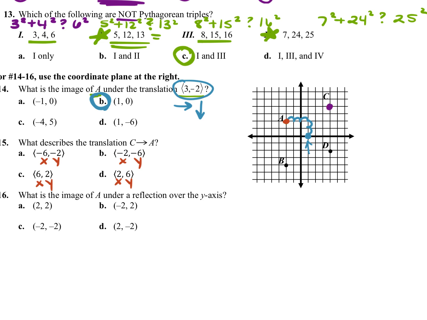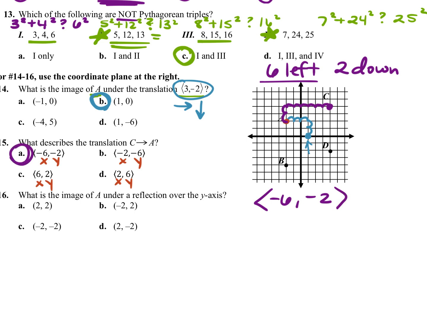If you start at C and you go to A, it is 1, 2, 3, 4, 5, 6 left, which is a negative 6. Then 2 down is a negative 2. That is A. Okay? You always go left and right first and then up and down, right?